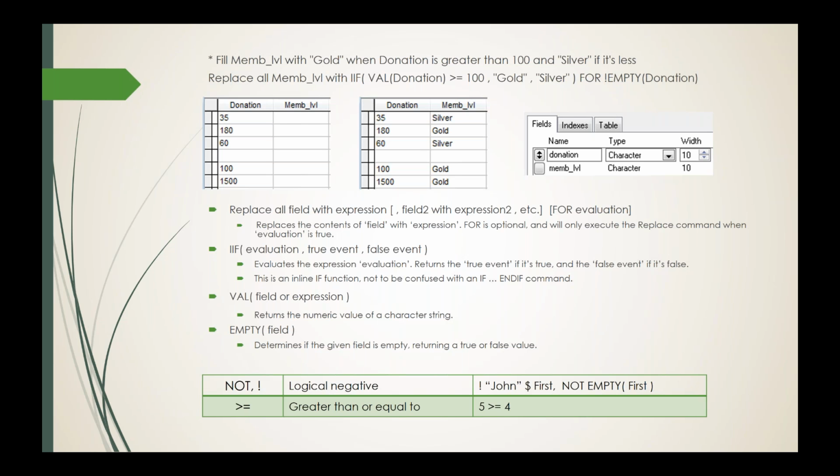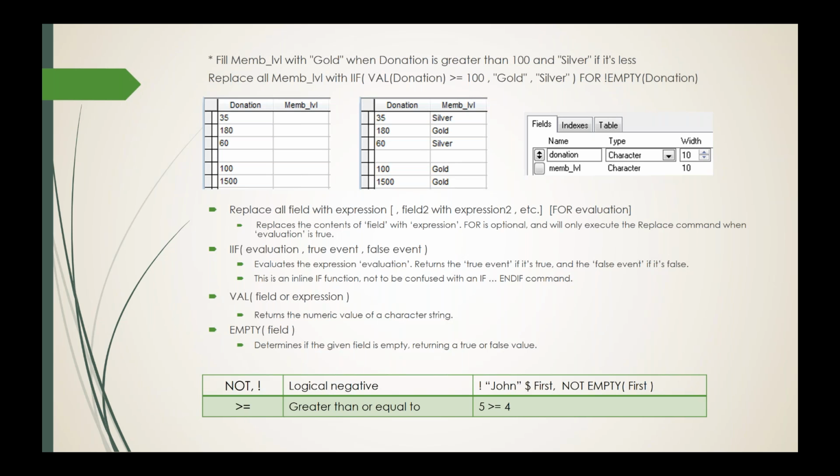So for the command that I've written, I need to take the member level field and populate it with silver and gold based on the value that's found in donation. The very first thing I had is replace all mem level, specifying which field we want this replacement to occur in, with, and then I have an inline if function. So I want to evaluate something, and depending on what that evaluation returns, true or false, I want to populate that field with gold or silver.